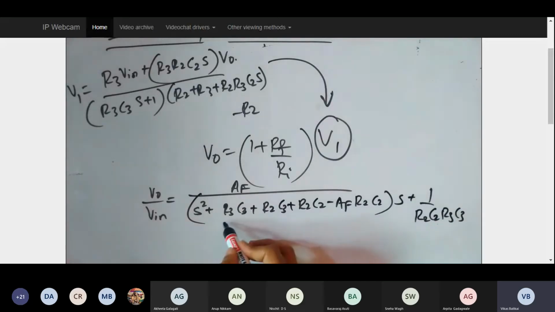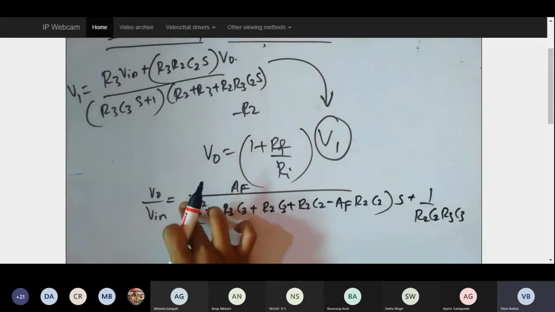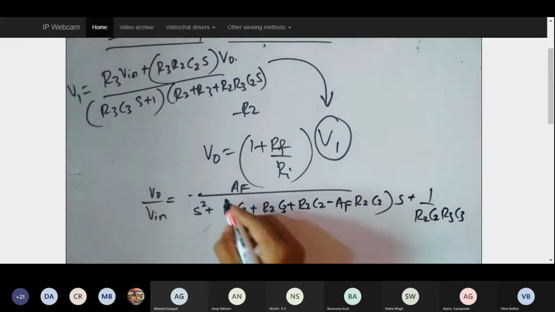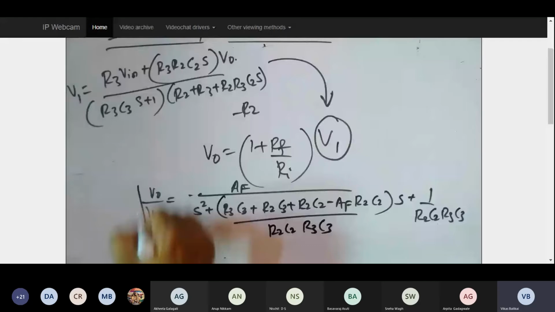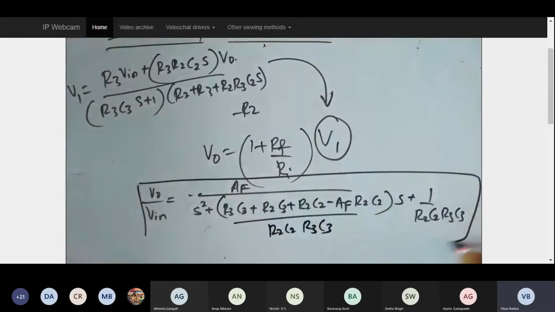This entire term is divided by R2 C2 R3 C3. So this is what will be my final equation if I do all the calculation. Calculation part is lengthy, but understanding how I arrive at this calculation is very easy.